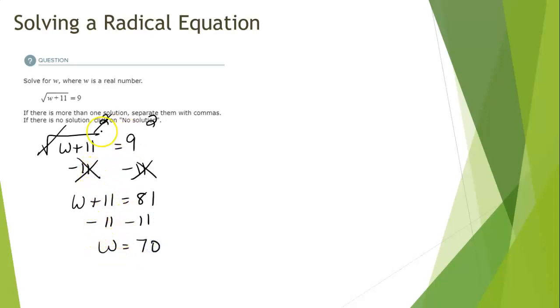Notice I didn't subtract the 11 until I had gotten rid of the square root. You pause the video and try this one on your own.